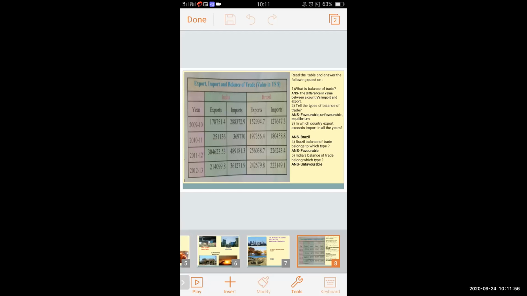On this slide, we can see a chart, a table, is given. In that table, the information on import, export, and balance of trade is given, and the balance of trade value is given in US dollars. The years given are 2009 to 2010, 2010 to 2011, 2011 to 2012, 2012 to 2013.